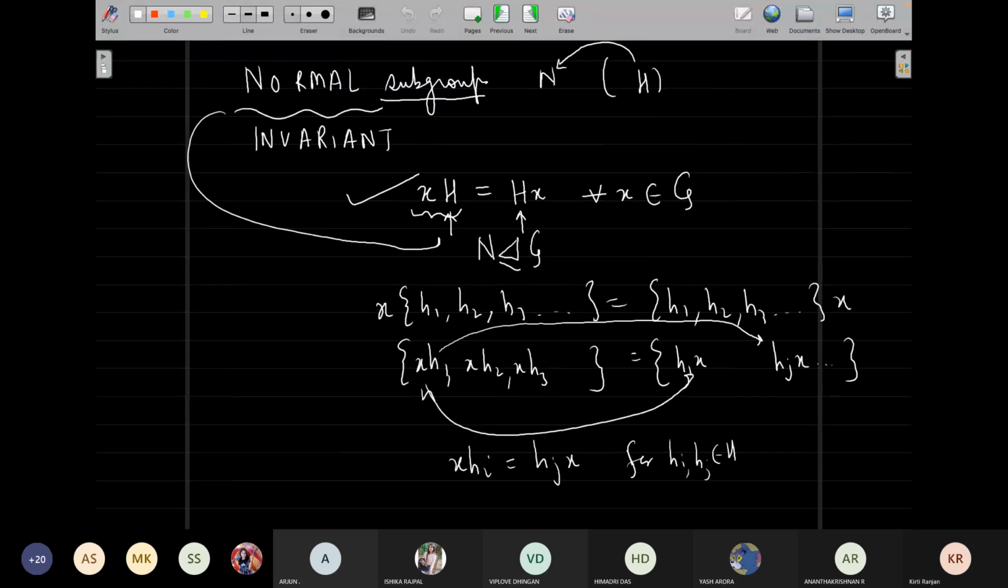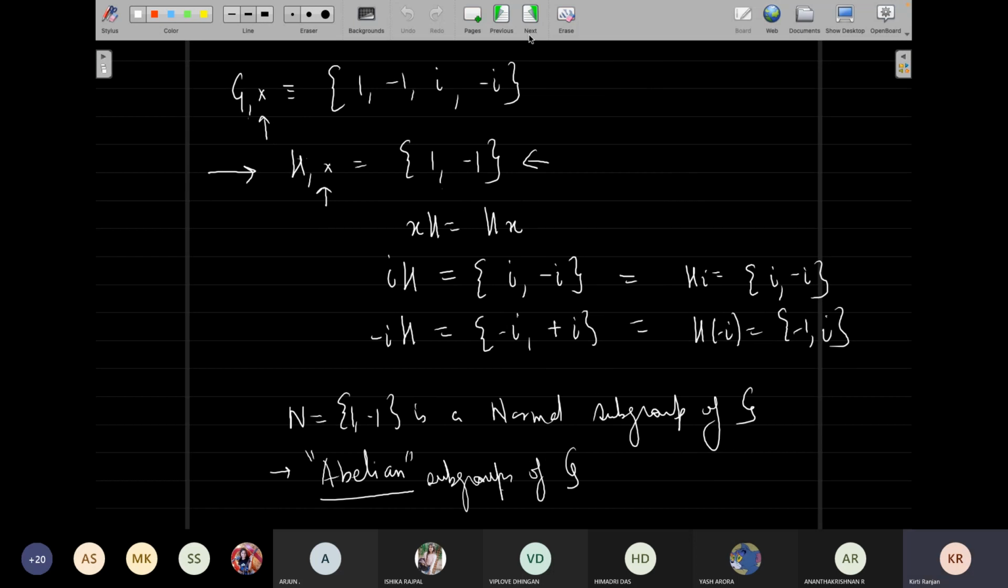Another important concept coming out of the cosets is the normal subgroup, the definition being rather simple. Left coset is equal to right coset, and we define that subgroup as the normal subgroup. Okay, we have an example. We also come up with this point that the abelian subgroups of a group are always going to be normal.